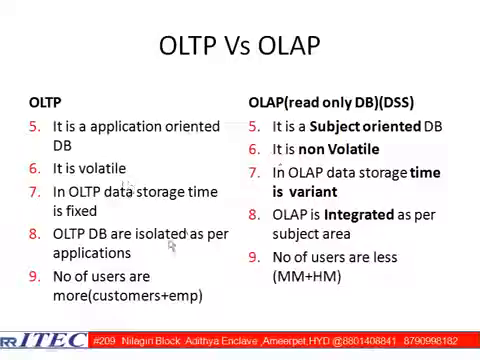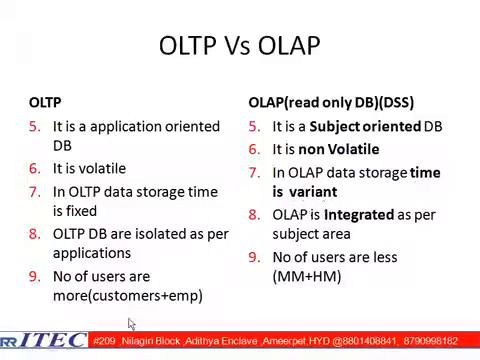Now, if people understand one point, the point is it is volatile, it is non-volatile. Next one. In OLTP, data storage time is fixed, whereas in OLAP, data storage time is variant. What is the meaning of this?